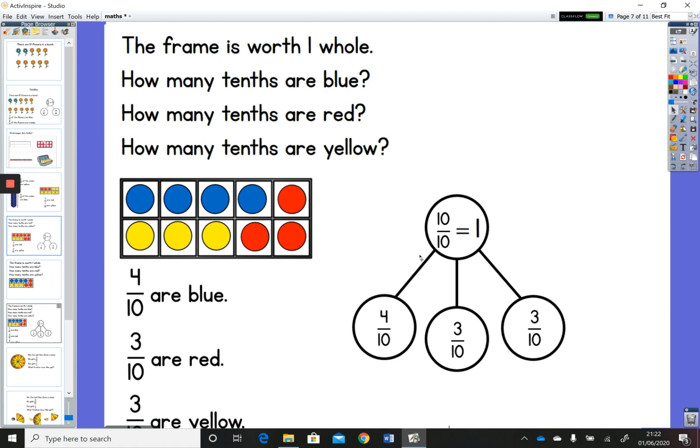And then if you were doing the part whole model, you'd have sort of 3 arms coming off it today. So 3 parts to it, because you've got the 4/10, which represents the blue counters, the 3/10, which represents the red counters, and then the 3/10, which represents the yellow counters. And of course, your whole is your 10/10s. It's all of those counters.